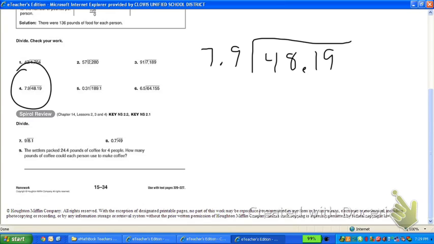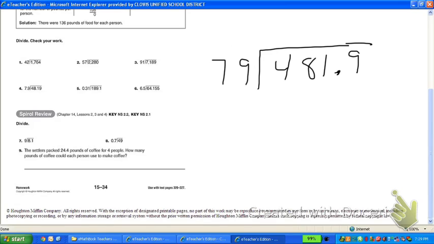So let's look at your homework. Number 4 is 48.19 divided by 7.9. Remember, the first thing you've got to do is move your decimal over 1 here. So I have to move it 1 over there. So our new problem is going to be 481.9 divided by 79. Now before I go on, I want to make sure I put my decimal up top.